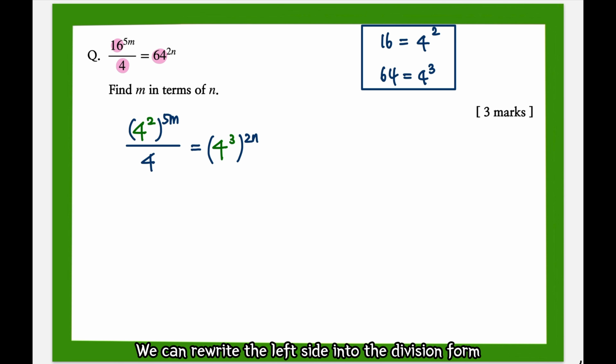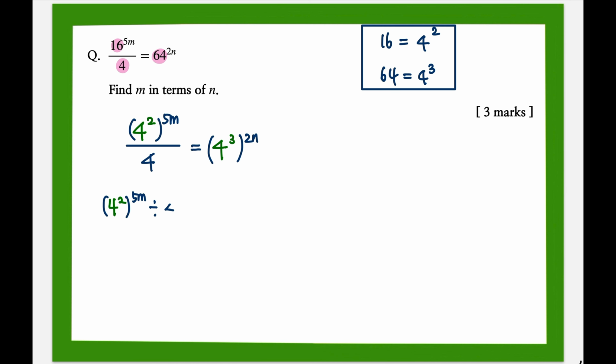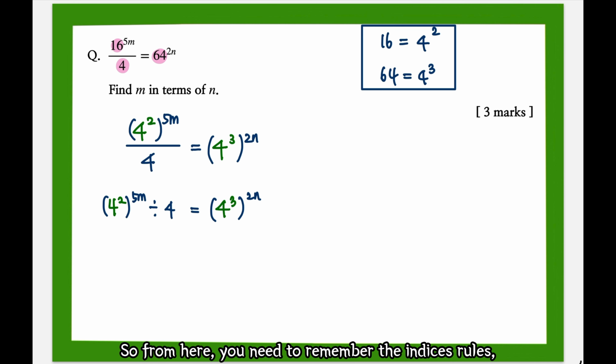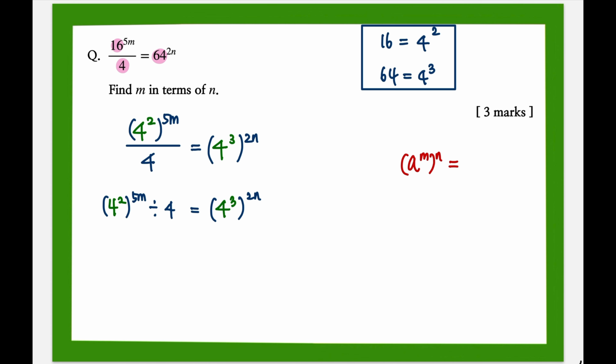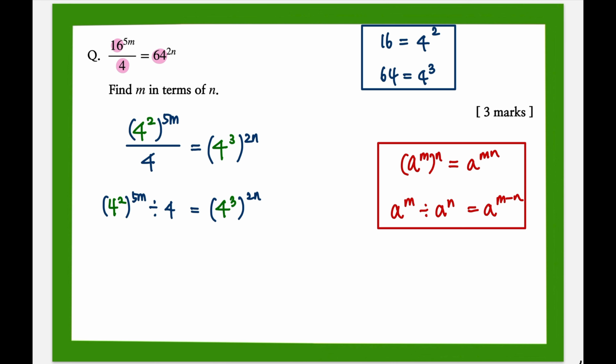We can rewrite the left side into the division form. So 4 to the 2, bracket to the power of 5m, divided by 4 is equal to 4 to the 3, bracket to the power of 2n. So from here, you need to remember the indices rules, which are a to the power of m, bracket to the power of n, is equal to a to the mn. The second rule that you need to remember is a to the power of m divided by a to the n is equal to a to the m minus n.